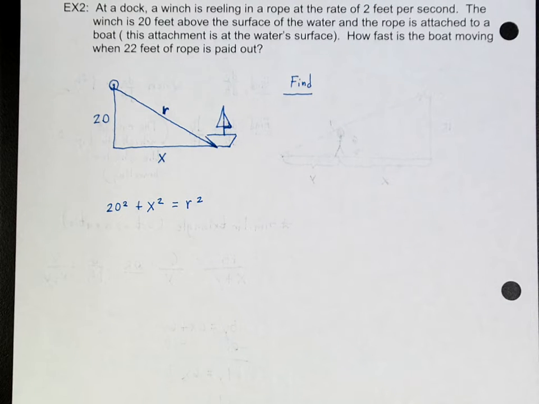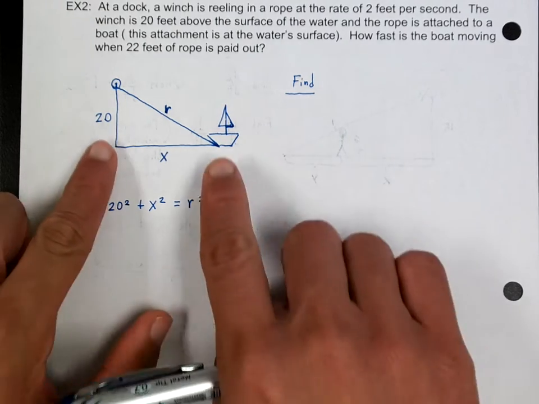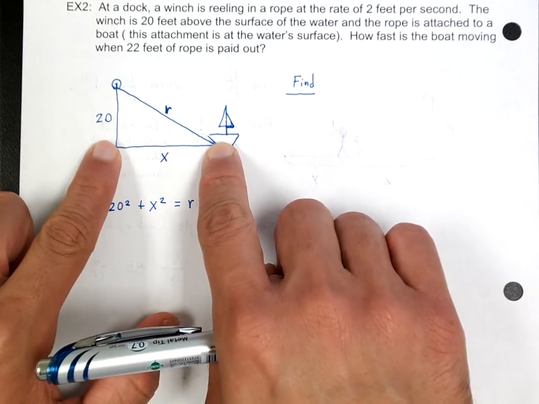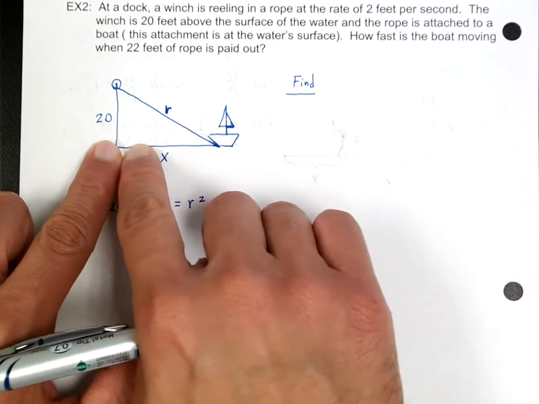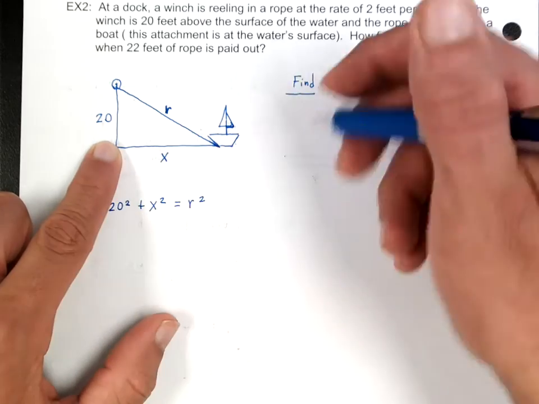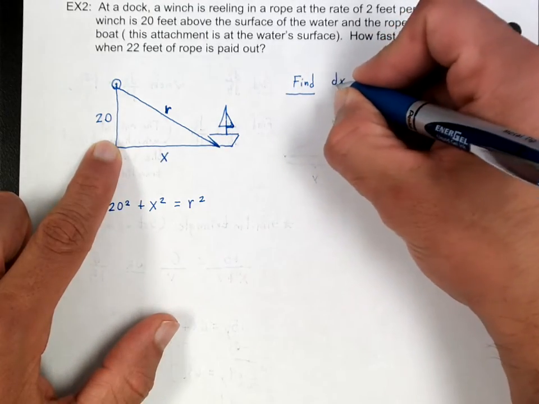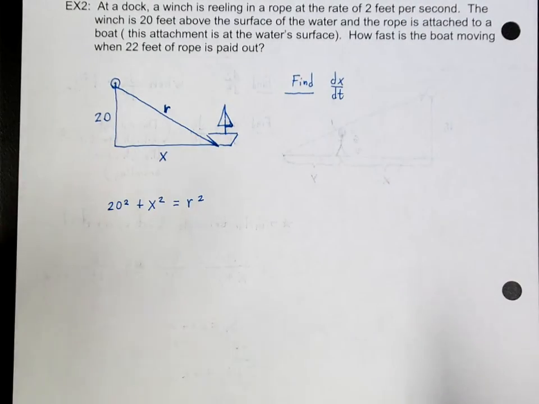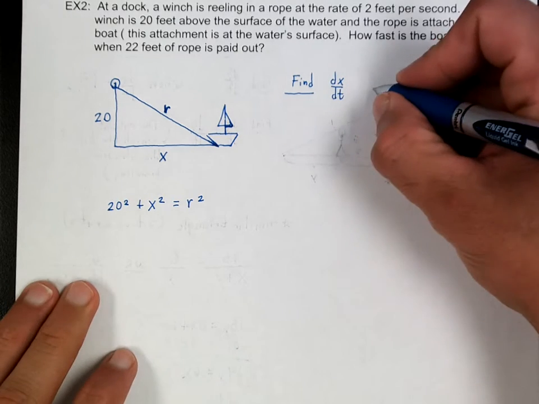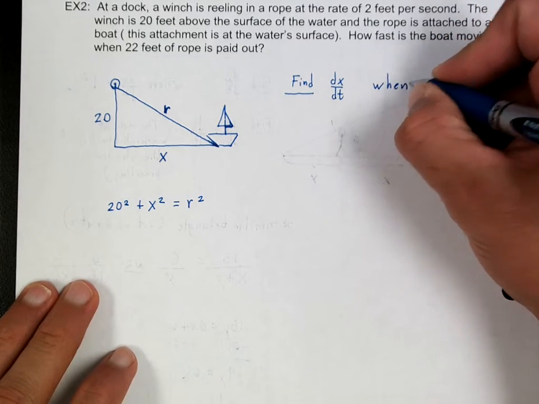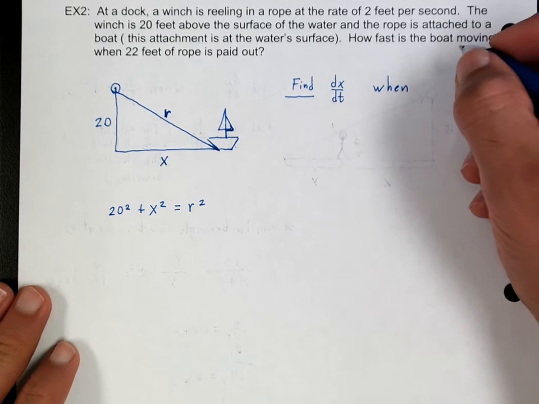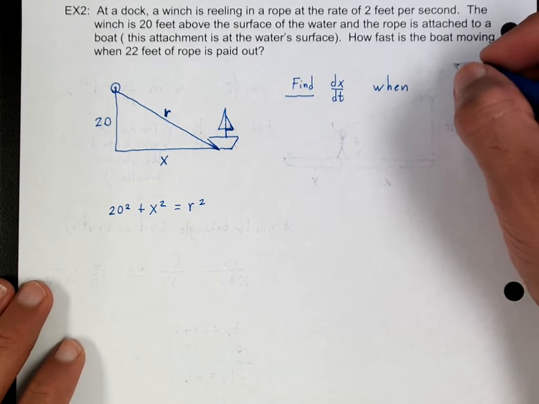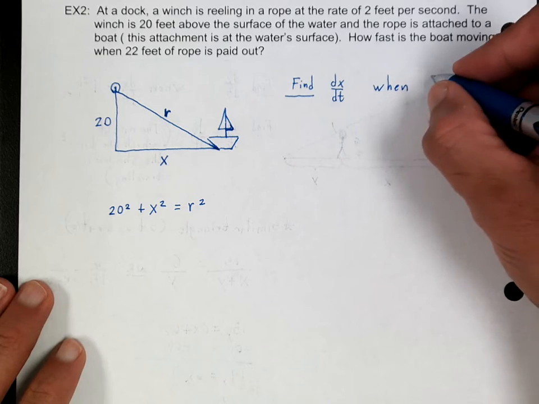It says, how fast is the boat moving when 22 feet of rope is paid out? Now this right here is that distance. That distance is going to be decreasing, so this is going to change over time. That distance x is going to change over time, and that's how fast the boat is moving. Now what I do know is that the winch is reeling in a rope at a rate of 2 feet per second.